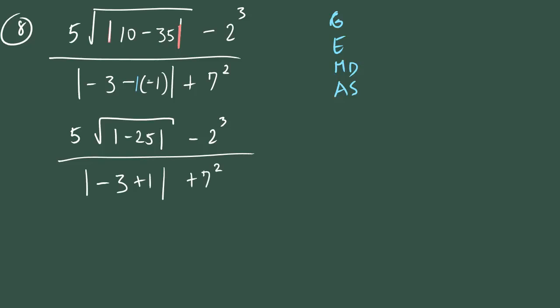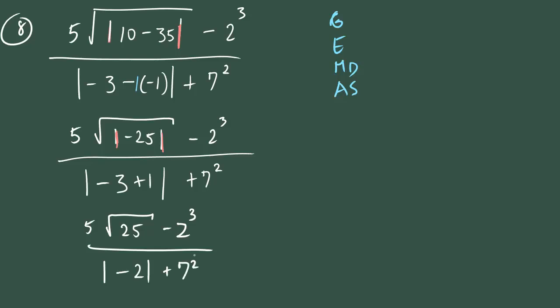Now let's do the top part. We have to perform that absolute value. Absolute value of -25 is going to be, we're going to do this absolute value here. It will be 5 square root of 25 minus 2 cubed all over absolute value of -2 plus 7 squared. So I'm running out of space. I will have to do this on the side. Then we will obtain the top part.